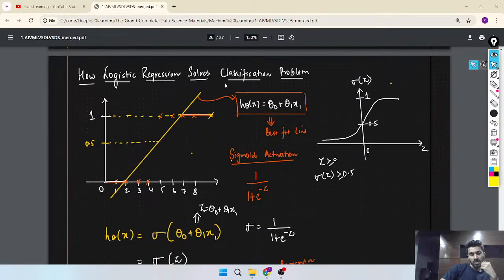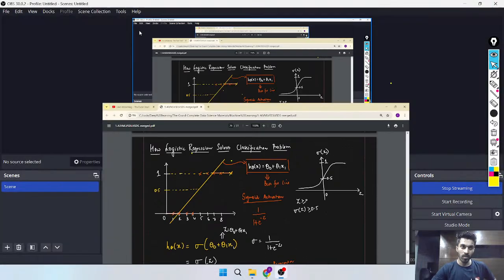Now how does logistic regression solve a classification problem? So this is the formula. Firstly, we have created a line. I don't know why this is coming here. Firstly, we have to learn this, and then we have to learn the confusion matrix. No problem, we can continue. Not a problem.